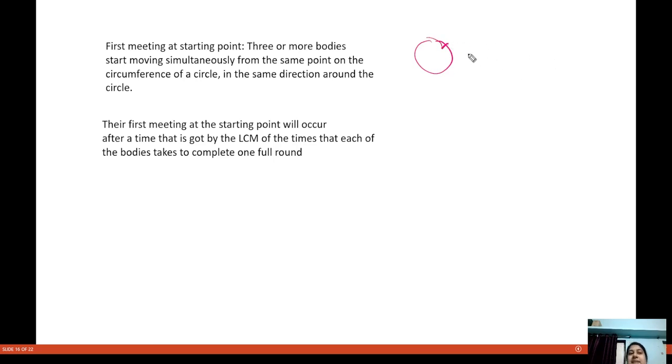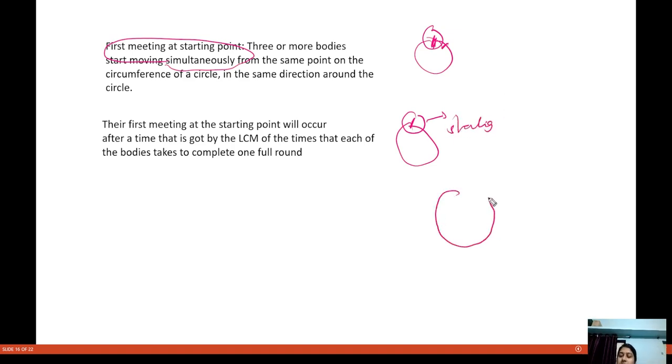If we have to find out where they first meet at the starting point, when will they first meet at the starting point? Sometime or the other, they are going to overlap each other at the starting point from which they started. So, when will that time come? How can we calculate this?